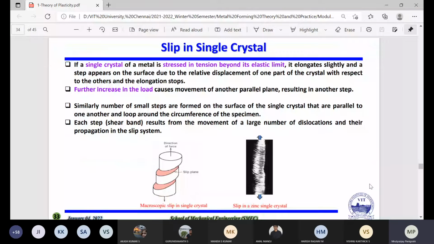If you want to go for slip in a single crystal, normally if you have a crystal, for example, I have given one schematic diagram. This is a schematic diagram, and this is actually the zinc single crystal. If you give tension on both sides, you will find this kind of structure. In the schematic way, the macroscopic slip in a single crystal, this pink color is the slip plane, and you are giving the force from the upper side and the bottom side.